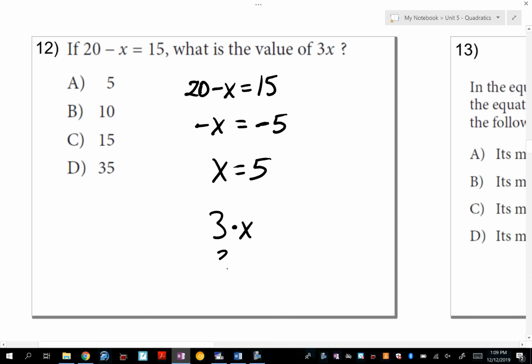3 times x then would be 3 times 5. So 3 times 5 is 15. So C is the answer for number 12.